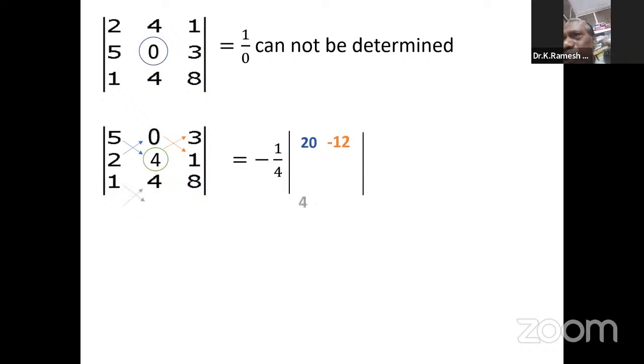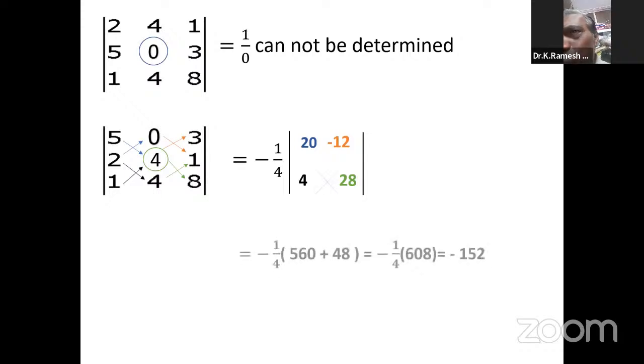And the downward row, what we have to do is 2 into 4 is 8. 1 into 4 is 4. 8 minus 4 is 4. So you are writing 4 there. Again, 4 into 8 is 32. 32 minus 4 is 28. That 28 we are writing in the second row of this second determinant here.